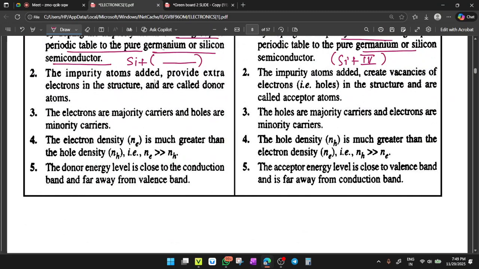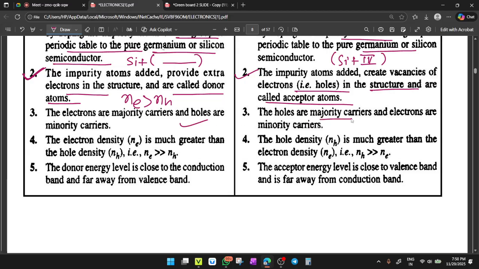The impurity added provides extra electrons, obviously. So here the number of electrons is greater than the number of holes in the structure, and these atoms are called donor atoms. In the p-type, the impurity added creates vacancies of electrons, that is holes, in the structure, and these are called acceptor atoms. Okay, so there is a donor level creation in the energy diagram. There is a donor level near the conduction band, and here the acceptor energy level near the valence band. In n-type, the electrons are majority charge carriers and holes are the minority.